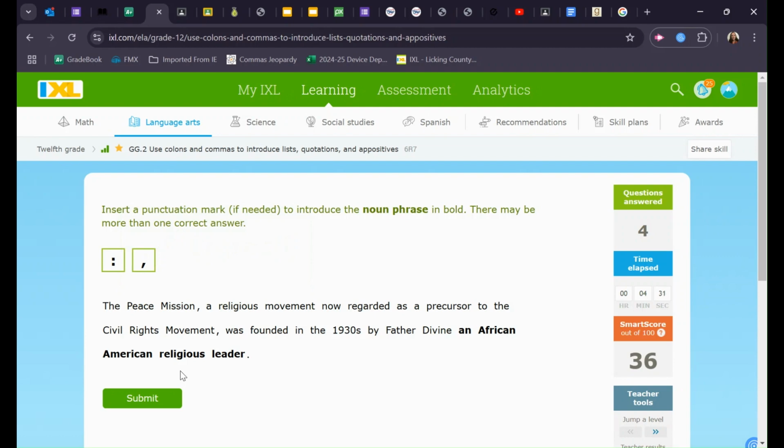The Peace Mission, a religious movement now regarded as a precursor to the Civil Rights Movement, was founded in the 1930s by Father Divine, an African-American religious leader. Okay, we've got another appositive, another little thing that just renames who this person is, and those typically tack on really nicely with commas.